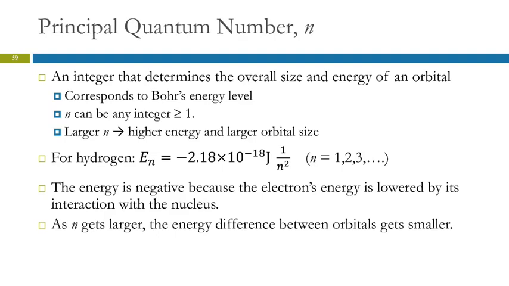So the principal quantum number. When we talked about Bohr's model of the electron, we talked about different energy levels, 1, 2, 3, 4, etc. This n is essentially the same as the different energy levels in Bohr's model of the atom. So n can be any integer that is 1 or larger. n cannot be 0. It could be 1, 2, 3, 4, anything like that. If n is larger, then it's higher energy and the orbital is bigger. And so this works. So Bohr's model of the atom is not correct, but it's still helpful.